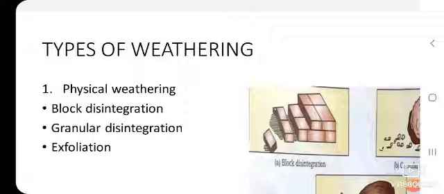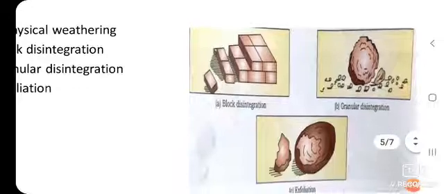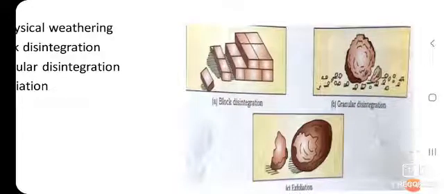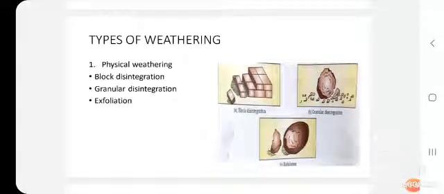So children, physical weathering affects by the block disintegration, the granular disintegration, and the exfoliation. You can have a look at the pictures also. What is the block disintegration, the granular disintegration, and the exfoliation? You can refer to your textbook when you go through this. When you are listening to this video, you can open your textbooks and have a look at the pictures also, children.